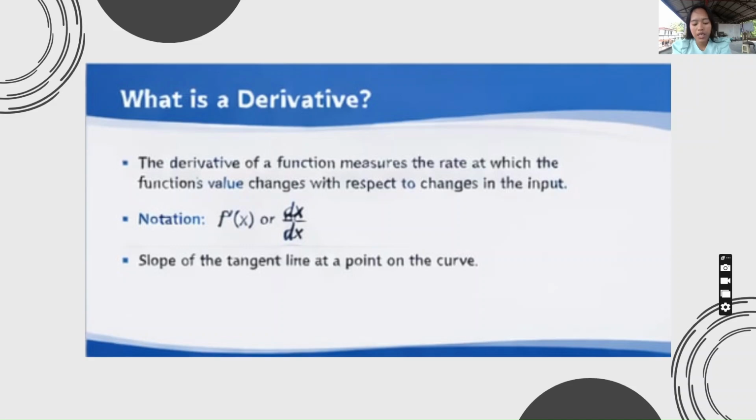We denote the derivative in several ways, but here are the two common notations. It includes f prime of x, and then we can also use the Leibniz notation. The Leibniz notation is dy over dx. Both notations mean the same thing. They represent the instantaneous rate of change of y with respect to x.